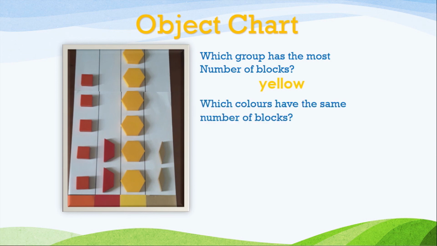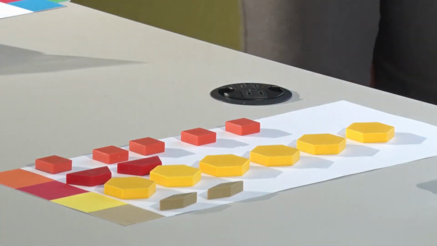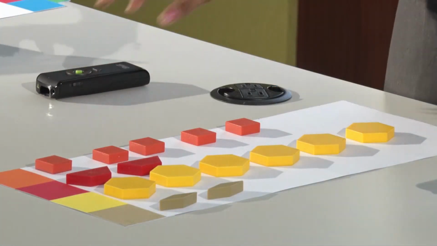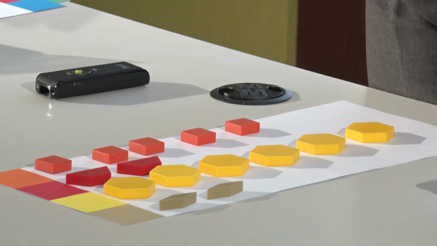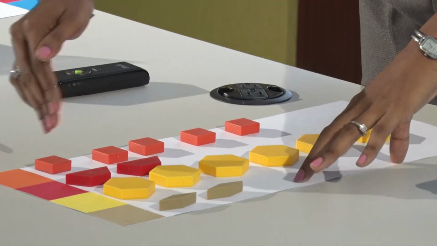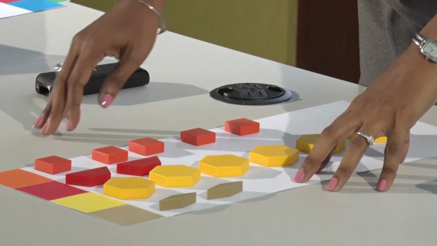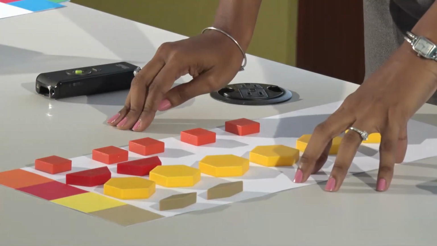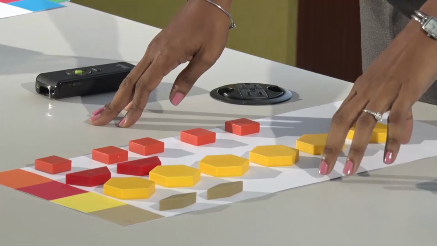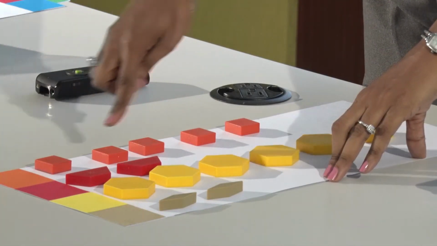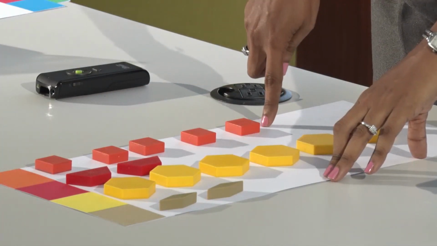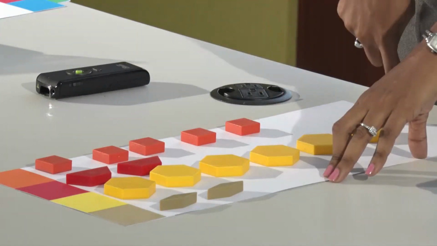Which colors have the same number of blocks? So we look at our object chart, and because everything is so neatly arranged, we can tell where the colors actually match each other. We see that orange is very tall and yellow is very tall as well.